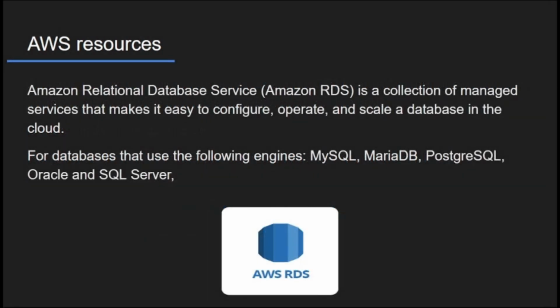Another service is Amazon Relational Database Service, a collection of managed services that make it easy to configure, operate, and scale a database in the cloud. For databases that use the following engines: MySQL, MariaDB, PostgreSQL, Oracle, and SQL Server.